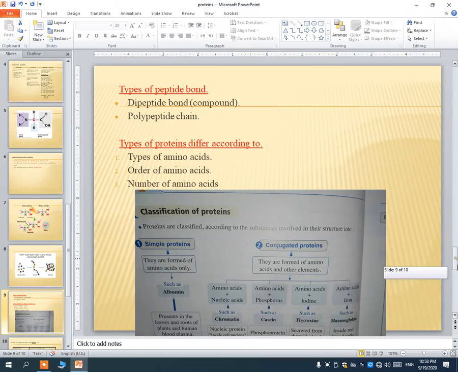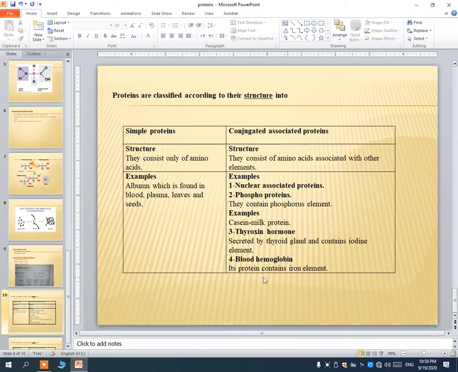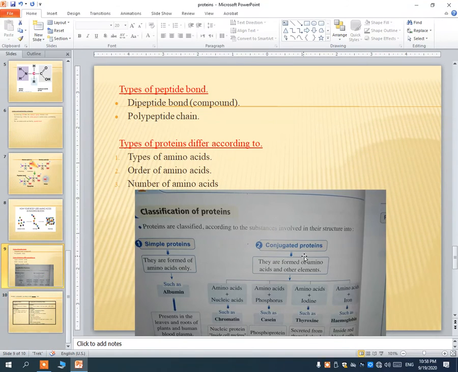Here we have the classification of protein. We have simple protein and conjugated protein. Simple protein consists only of amino acids, like albumin, and we can find albumin in the leaves and roots of plants and in human blood plasma. Conjugated protein is amino acid plus any other element. Like amino acid with nucleic acid, it forms chromatin, which is the nucleoprotein inside the nucleus.